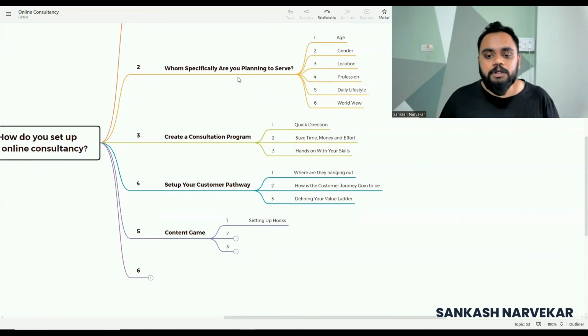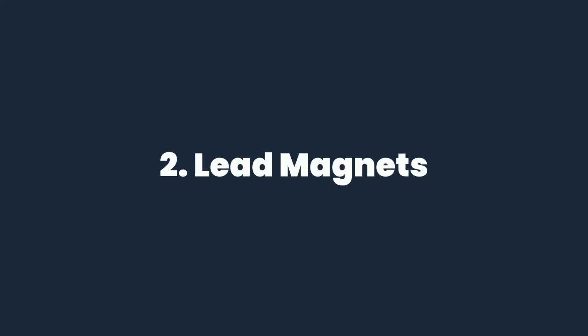Now, this is how you do it. You've got to set up hooks. Hooks are nothing but small content pieces that you can put out on YouTube, Instagram, Facebook, wherever your people are. It could be even WhatsApp. And there is a way on how you put that out. Now, when you put out these hooks on a consistent basis, that is what grabs the attention of people.